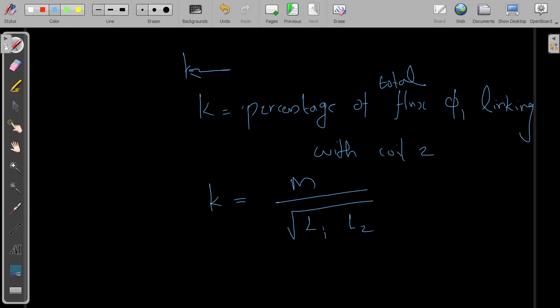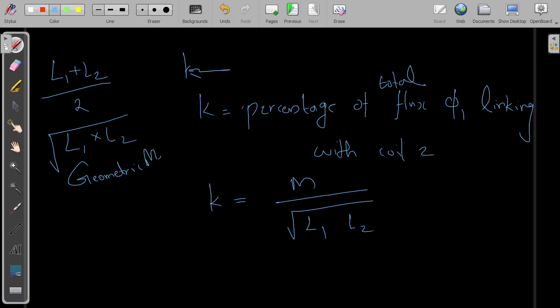Actually, sorry, not arithmetic mean. Actually, this is geometric mean. Arithmetic mean means L1 plus L2 by 2. Geometric mean means you multiply L1 and L2 and you take the square root of this. That is geometric mean. So K is equal to M by root L1 L2.